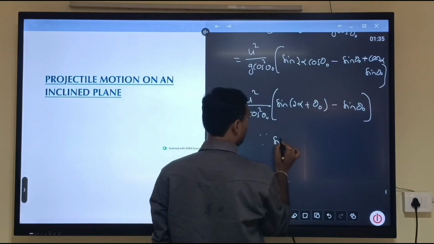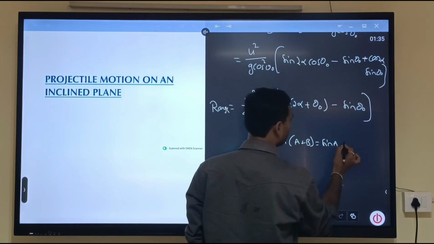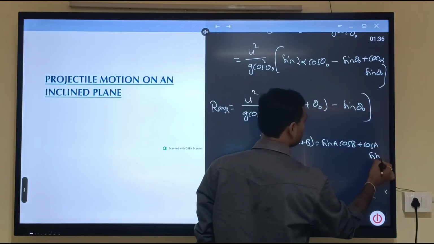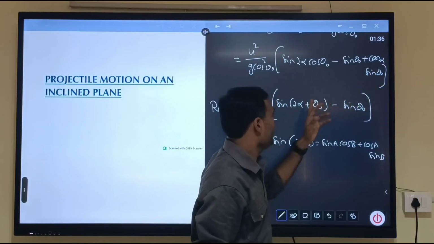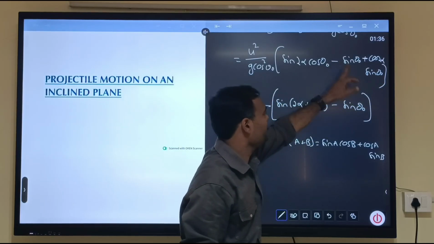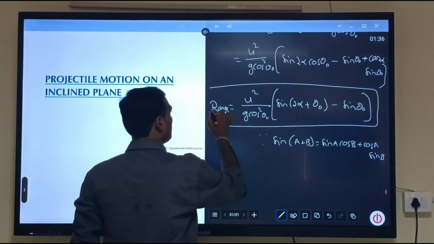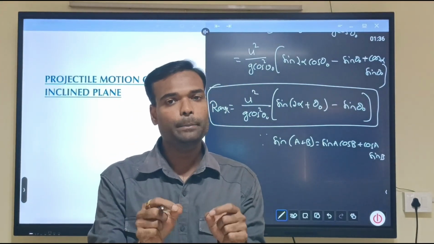Since sin of (a plus b) is equal to sin a cos b plus cos a sin b, here sin a cos b plus cos a sin b we are writing as sin (a plus b), minus sin theta naught. And this is what is the range value on the inclined plane.